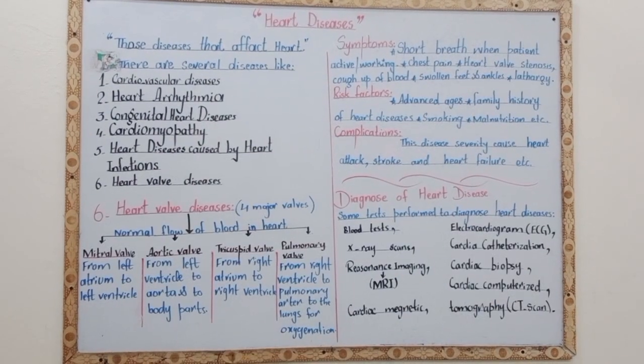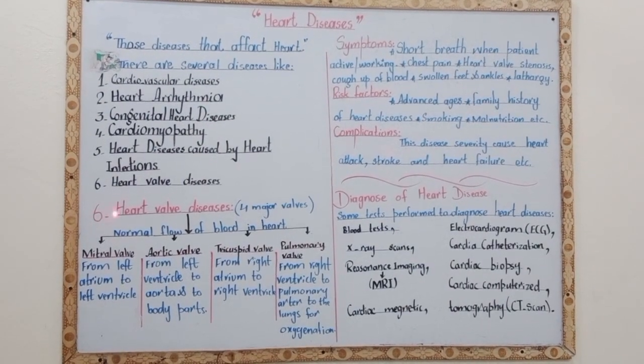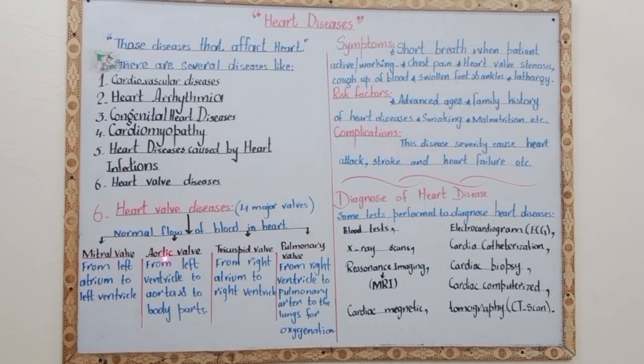The next heart disease is heart valve disease. It involves four major valves: mitral valve, aortic valve, tricuspid valve, and pulmonary valve. When there is a disease in these valves, it causes blockage of the flow of blood in the heart. So first of all, we have to know about the normal flow of blood in the heart.